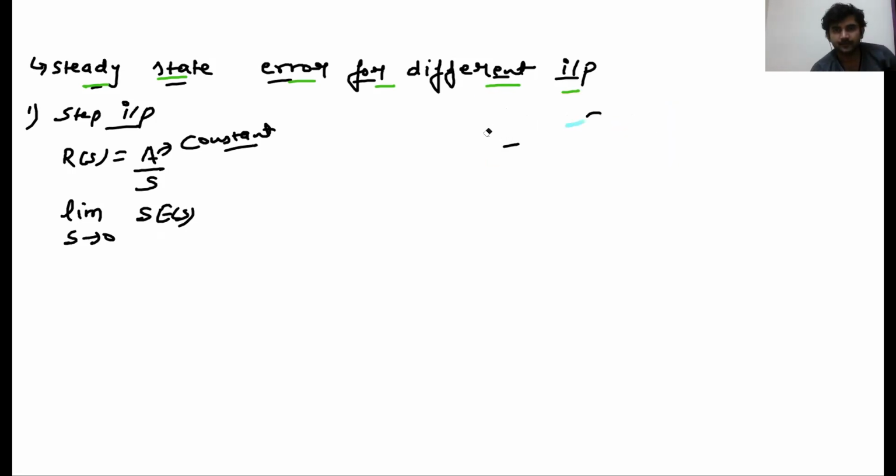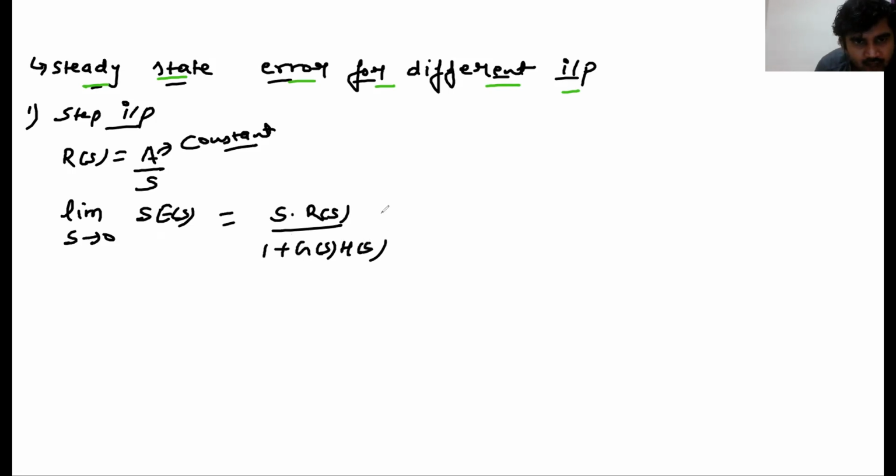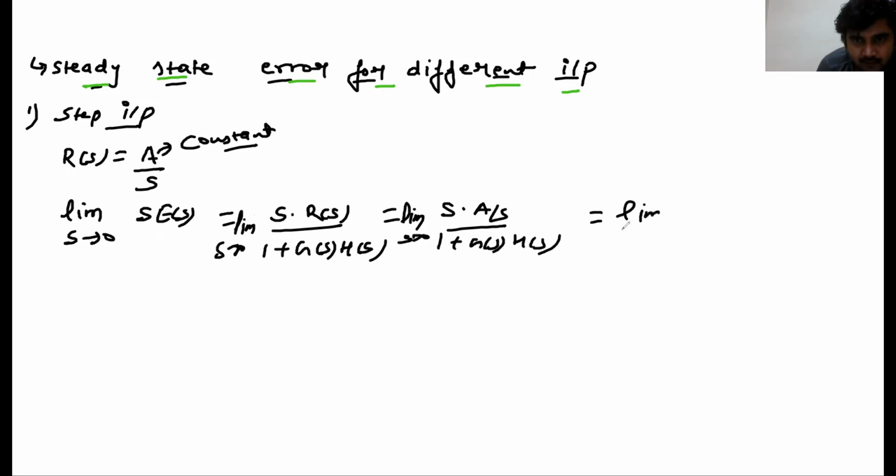Now let's take the step input. So we will put the step input here. Put R(s) equal to A by S, and the limit is s tends to 0. This will become limit s tends to 0, A by 1 plus G(s)H(s).